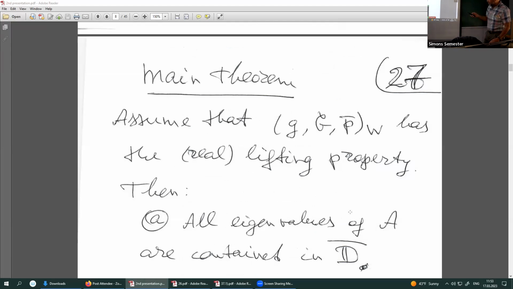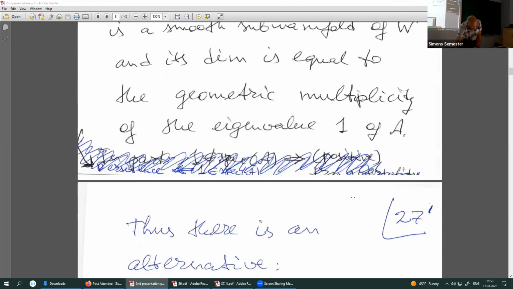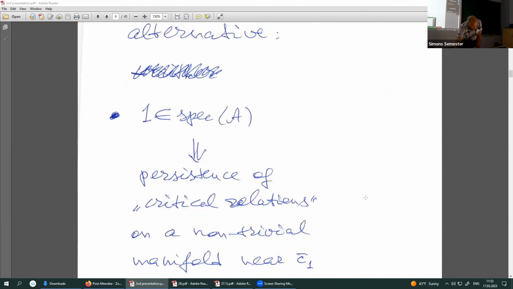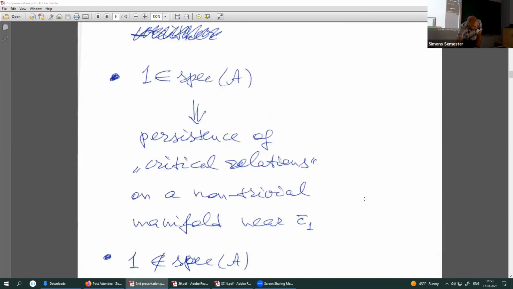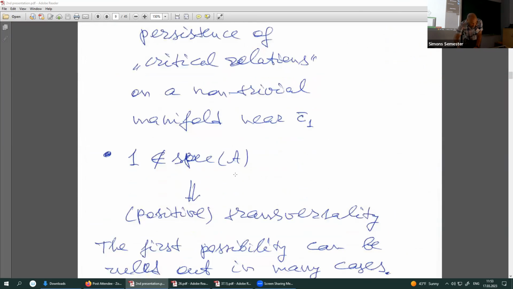So then the main theorem says that assuming the lifting property, everything is fine. What does it mean? It means that there is an alternative. If one is not in the spectrum of A, then the transversality holds. That we already know, because the transversality holds if and only if one is not in the spectrum. So it's not very surprising.